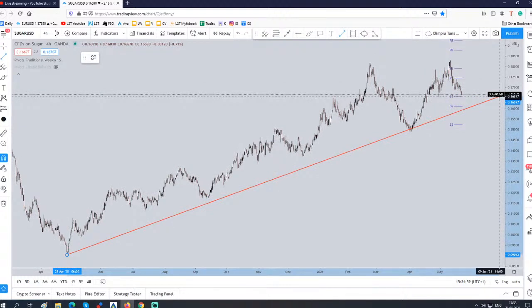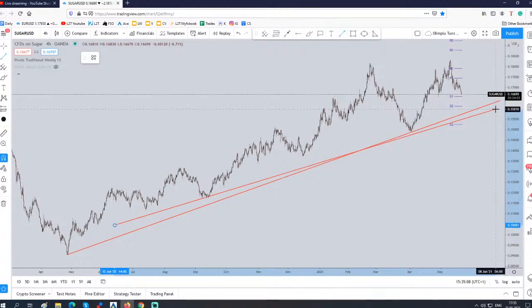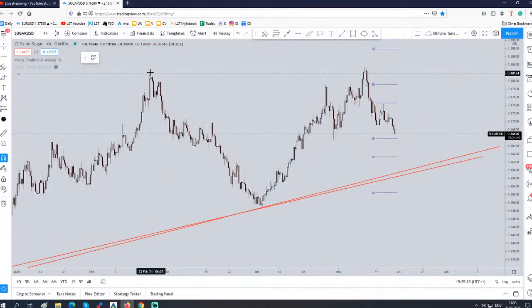Something like this. So the price of sugar plunges right now after failing to stay above 0.1818. And maybe it will continue to drop towards our uptrend lines in the short term.